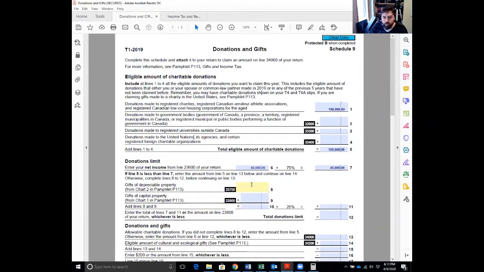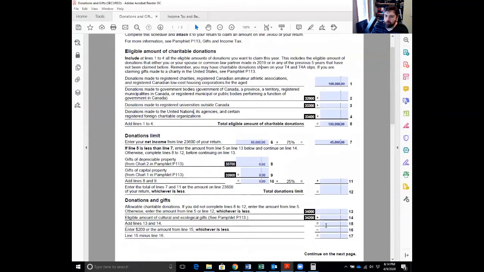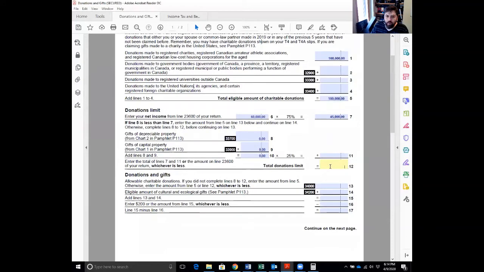Okay, gifts of depreciable property. We didn't do that. Oh, we didn't. Gifts of capital property. So none of this. Okay, enter the total of lines 7 and 11, or the amount from line 23,600 of your return, whichever is less. So 45,000 is less. So 23,600 is our net income.